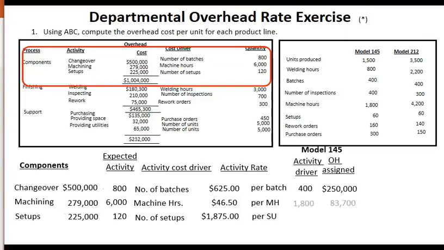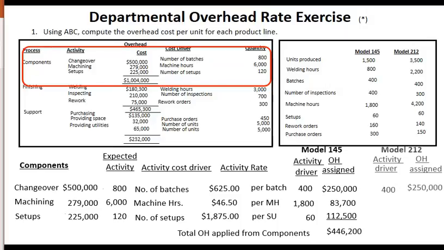Okay, now we move on, and for model 145, we expect it to consume 1,800 machine hours. So 1,800 machine hours times $46.50, so the overhead assigned equals $83,700. Okay, we're going to do setups now for model 145, and we assume there's going to be 60 setups. So 60 setups times $1,875 a setup means we're going to allocate overhead of $112,500.